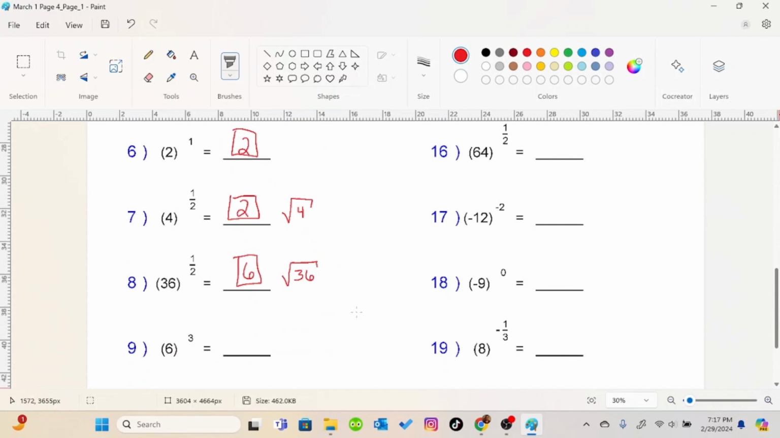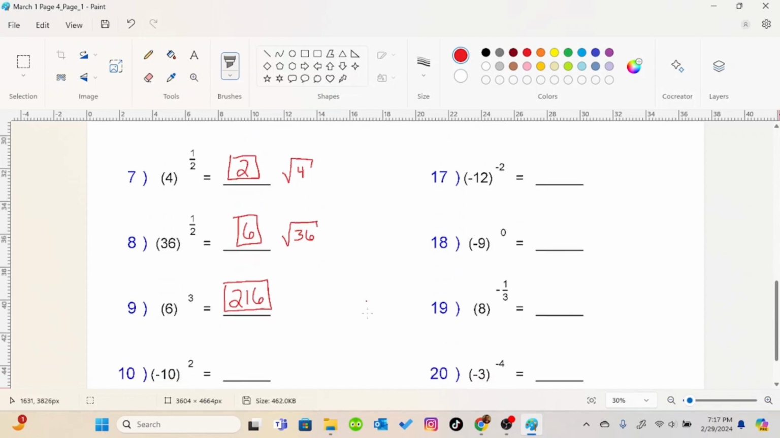Number 9. 6 to the power of 3 means 6 times 6 3 times. And that would be 216. Number 10. We have negative 10 squared. That's negative 10 times negative 10, which equals 100.